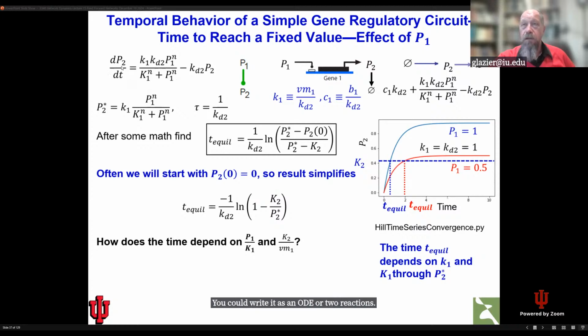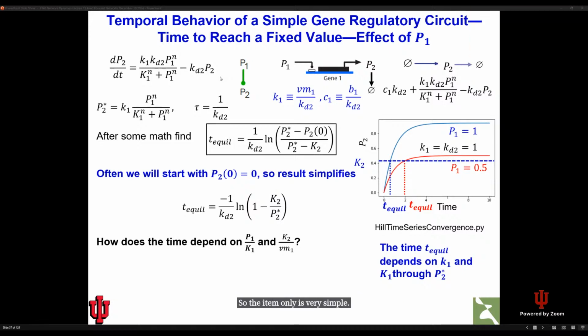Nothing goes to P2 at a rate K1, KD2, P1 to the n over K1 to the n plus P1 to the n. And P2 goes to nothing at a rate KD2 times P2. So the antimony is very simple. Oh, okay.